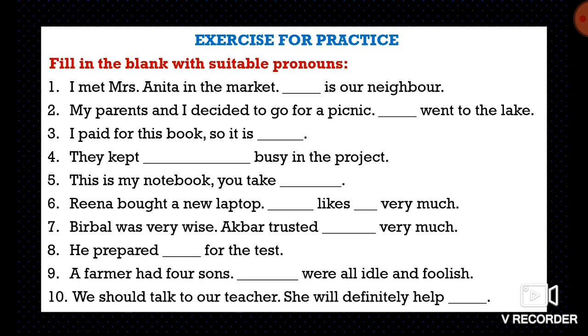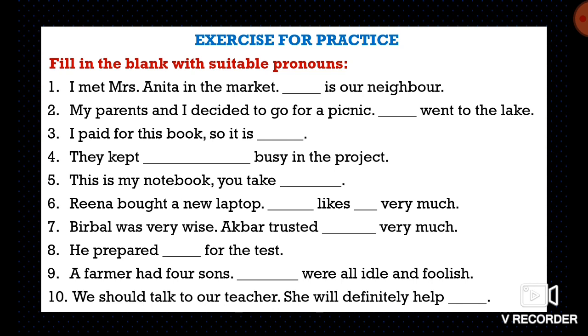Number 1. I met Mrs. Anita in the market. Dash is our neighbor. Second, my parents and I decided to go for a picnic. Dash went to the lake. Third, I paid for this book, so it is dash. Fourth, they kept dash busy in the project. Fifth, this is my notebook, you take dash.